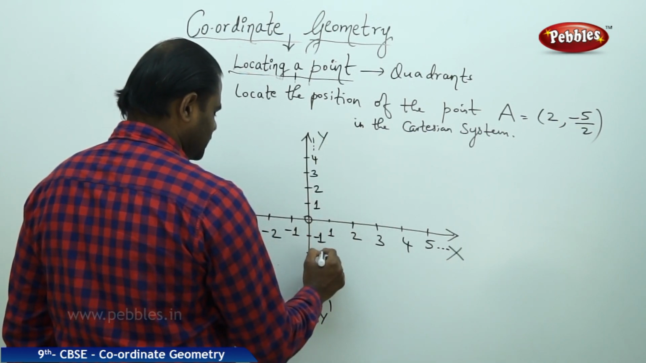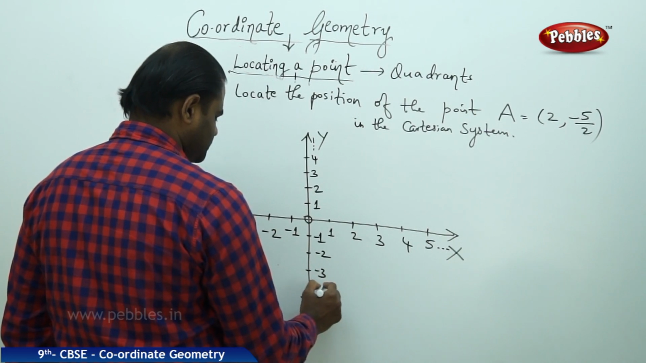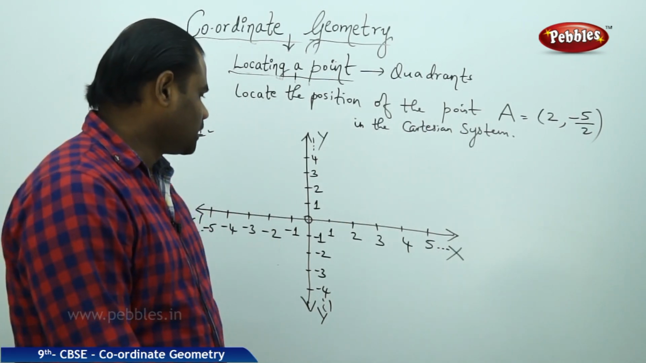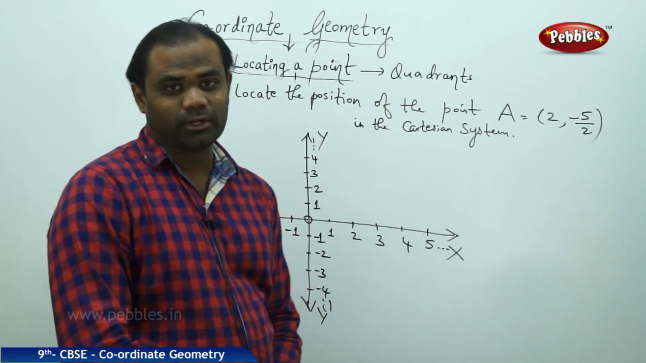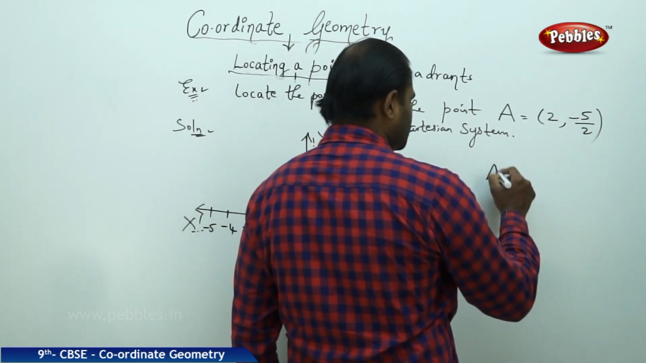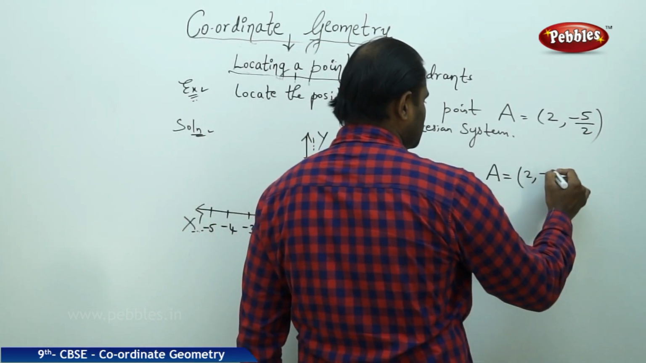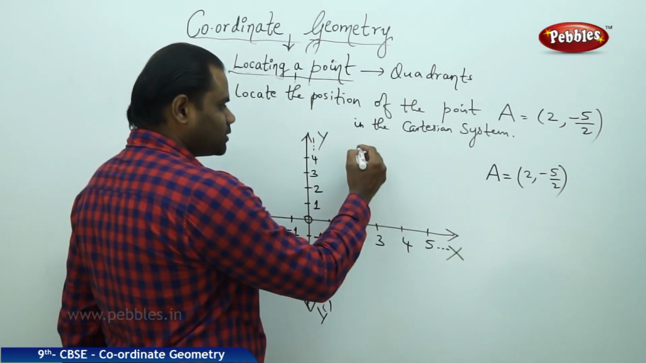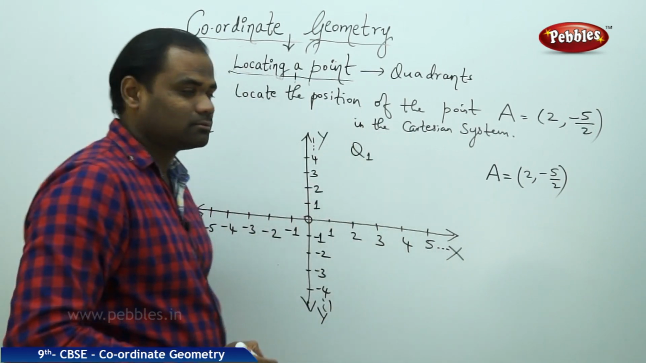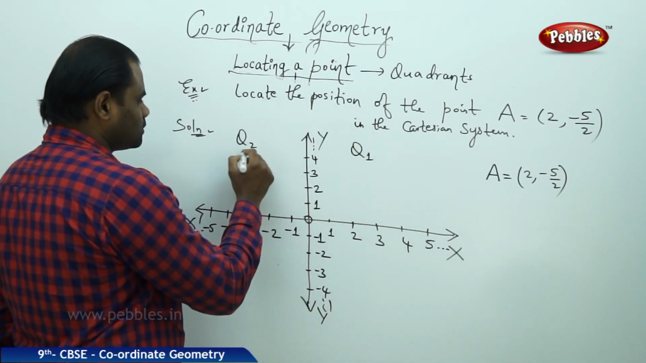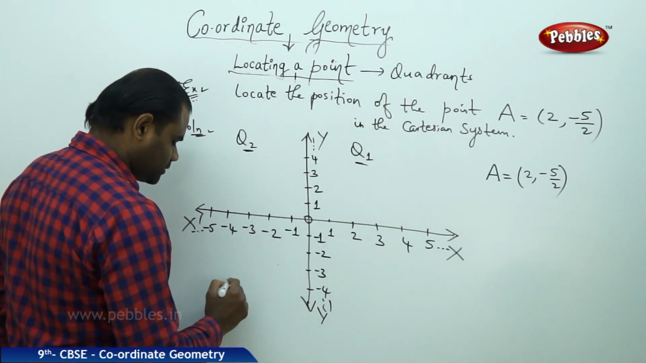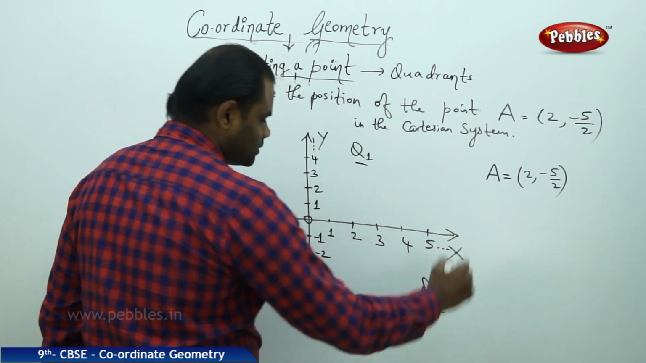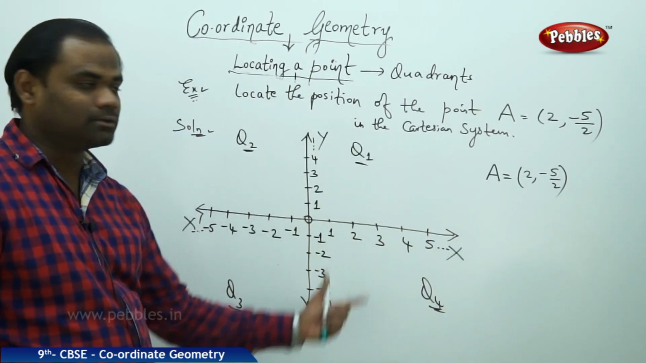I have the negative y values in this manner. Now comes the question on how to locate the point. So let's get back to the point A, which is given to be (2, -5/2). As clearly seen, this region is called quadrant number 1 and this region is called quadrant number 2. And this region is called quadrant 3 and this region is called quadrant 4.